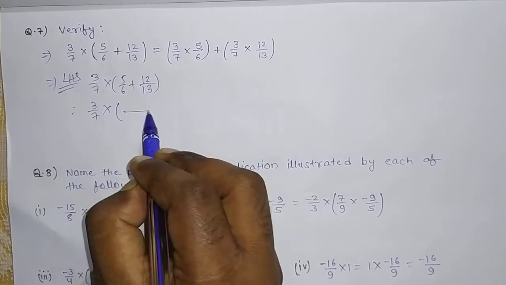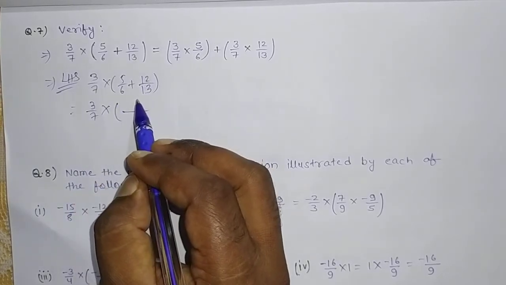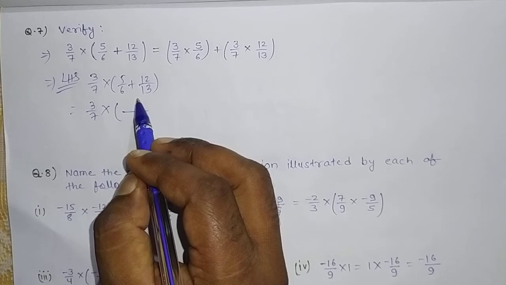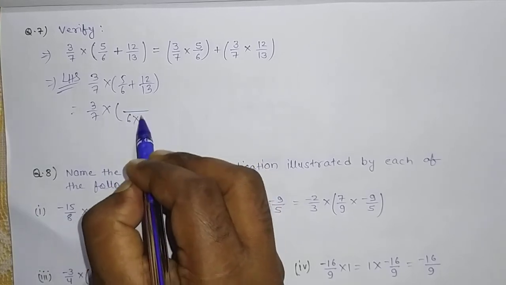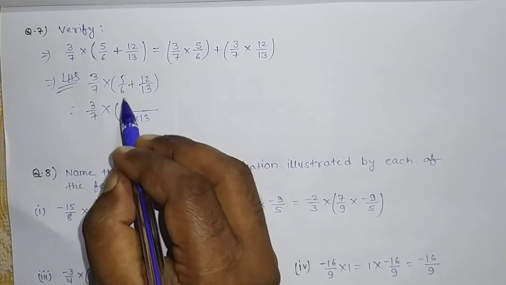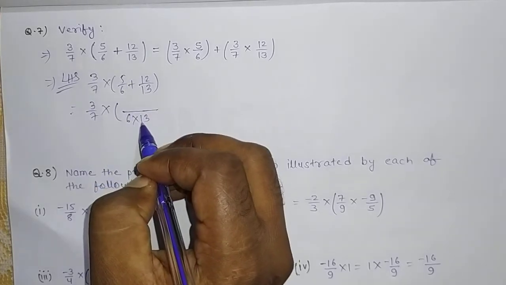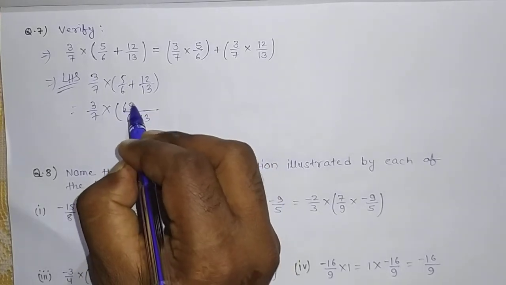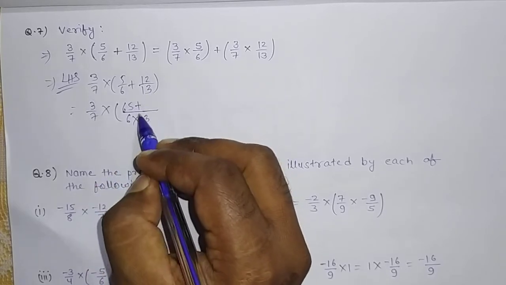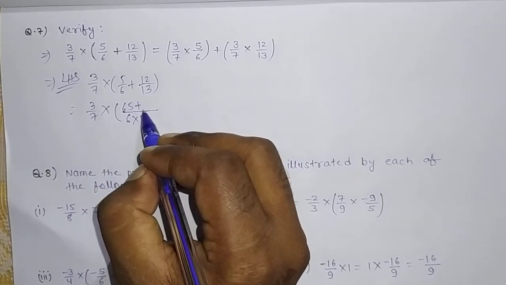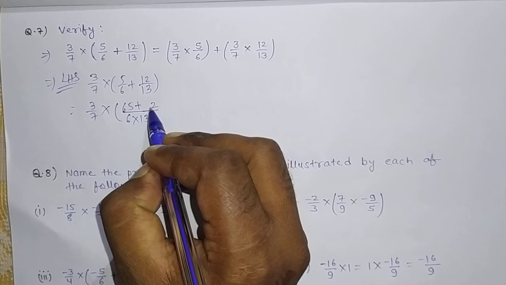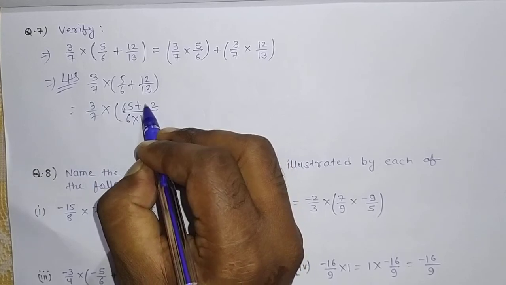So just take the LCM. So this is 6 into 13. 6 and 6 cancel out. 5 into 13, this is 65. 13 cancels out, 6 into 12, 72.